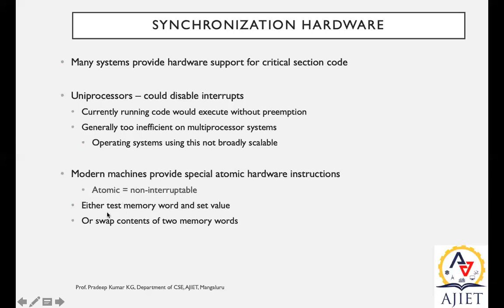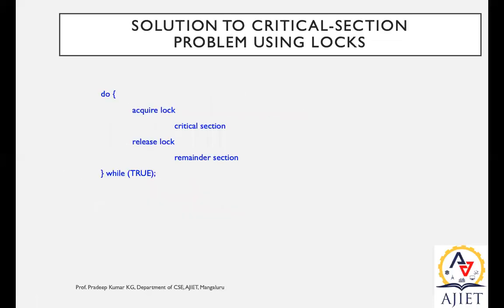So we can have either test memory word and set value, or we can have a swap, swapping the contents of two memory words. So this is the possibility with the atomic hardware instruction. So how does it look? The situation should be like this.